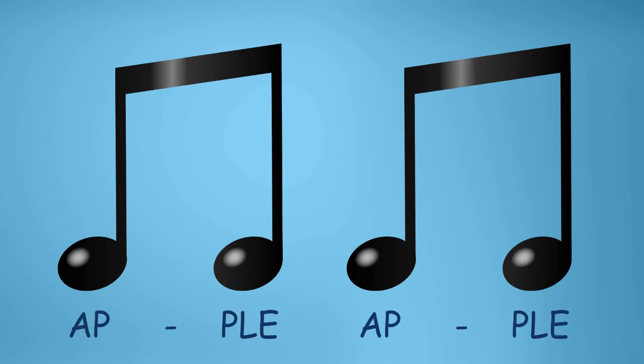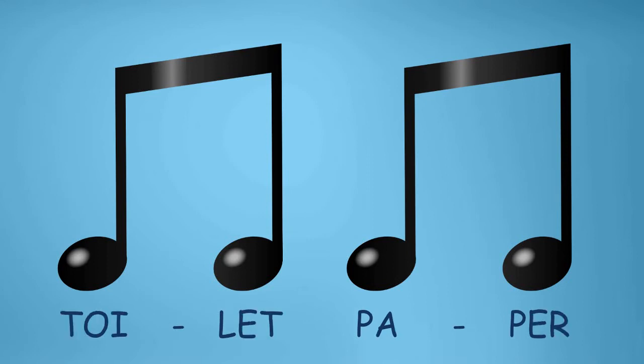Rhythm number four. It's two pairs of eighth notes. Play and recite the fruit name. Ready, go. The rhythm goes, apple, apple. And the phrase for the pattern is toilet paper. Let us play and recite the pattern. Ready, go. Toilet paper.